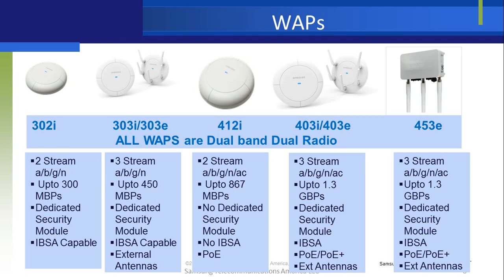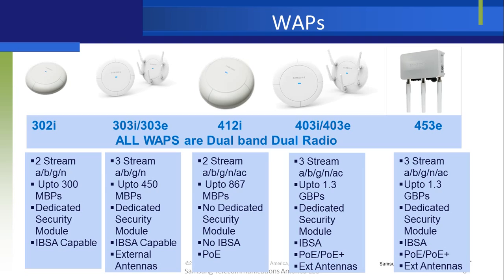but the 303E has the capability to put in external antennas, and we have partners who will provide the external antennas. If you want to use the 303E outdoors, you can basically put it in a NEMA box and use the external antennas to provide the coverage on the outside. So again, the feature set is very similar to the 302i, except the throughput is extremely high.